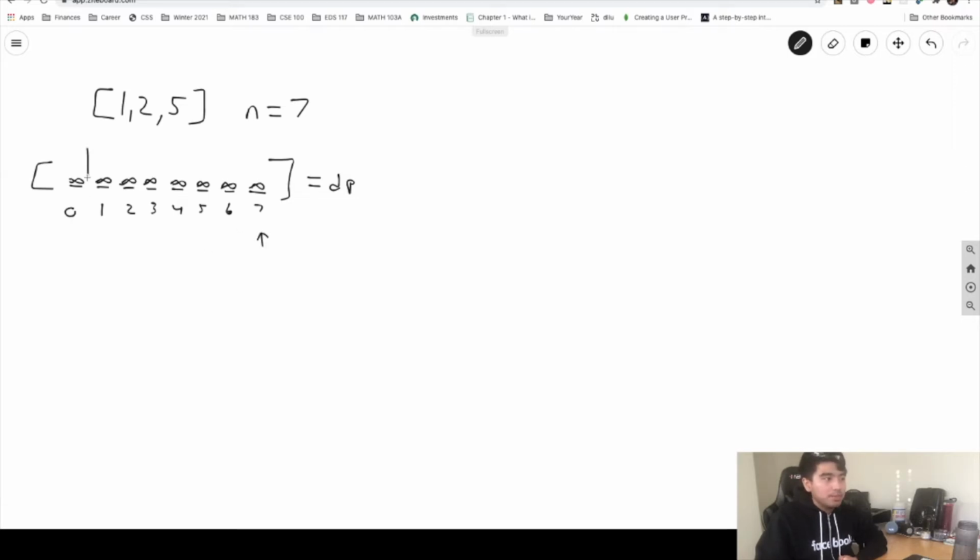What's the amount that we can make with 0 coins? Well, what's the minimum number of coins we can make with amount of 0? The minimum number of coins we can make amount of 0 is just 0, right? Because if we don't have an amount to begin with, we can make 0 coins. This is our base case.